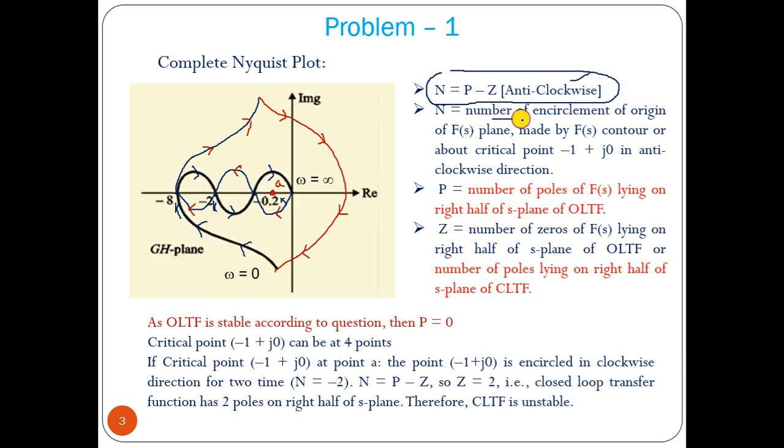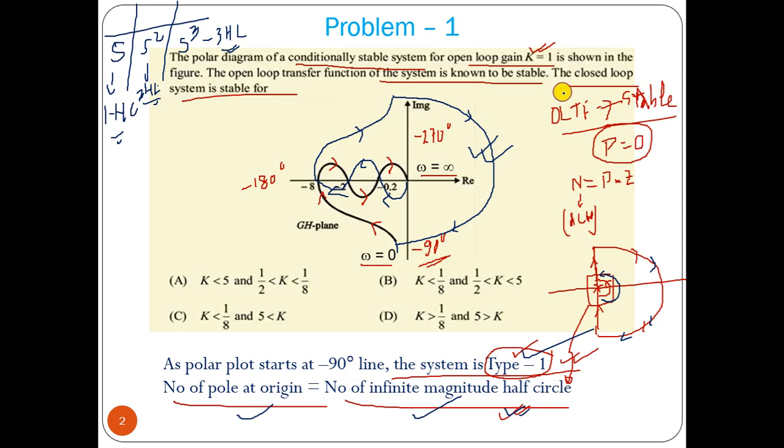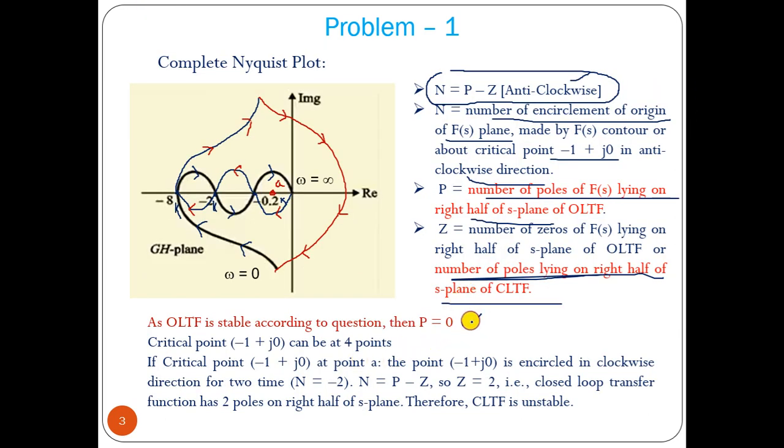N is the number of encirclements of the origin of the S plane, or the critical point, by the F(s) contour in the clockwise or anti-clockwise direction. P is the number of poles of the open loop transfer function lying on the right half of the S plane, and Z is the number of poles of the closed loop transfer function lying on the right half of the S plane. Now in this problem it is given that the open loop transfer function is stable, so P equal to 0.